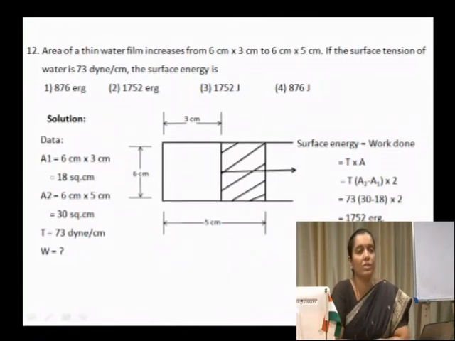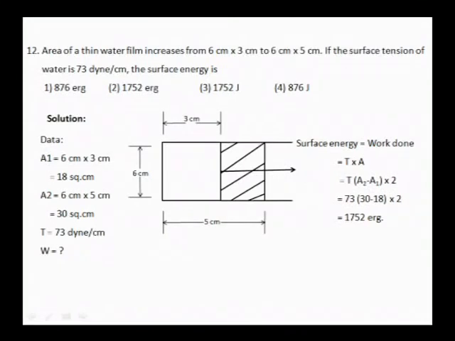The surface tension T is equal to 73 dynes per centimeter, as given in the problem. The surface energy has to be calculated as work done, which is equal to surface tension into the change in area. So, T into (A2 minus A1) into 2, that is equal to 73 into (30 minus 18) into 2, that is equal to 1752 joules.